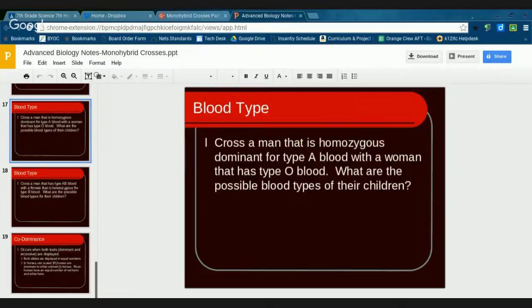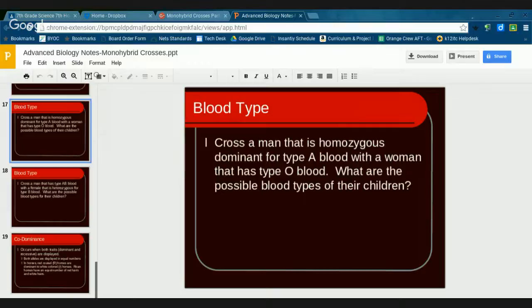Okay, I'm going to set this one up, and then the next one I'm going to have you do on your own. So we're going to cross a man that is homozygous dominant for type A blood. So his genotype is AA. If he was heterozygous, he would be AO. So we'll write that at the top. On the side, we're going to have a woman that has type O blood. In order to have type O blood, she has to have both O alleles.